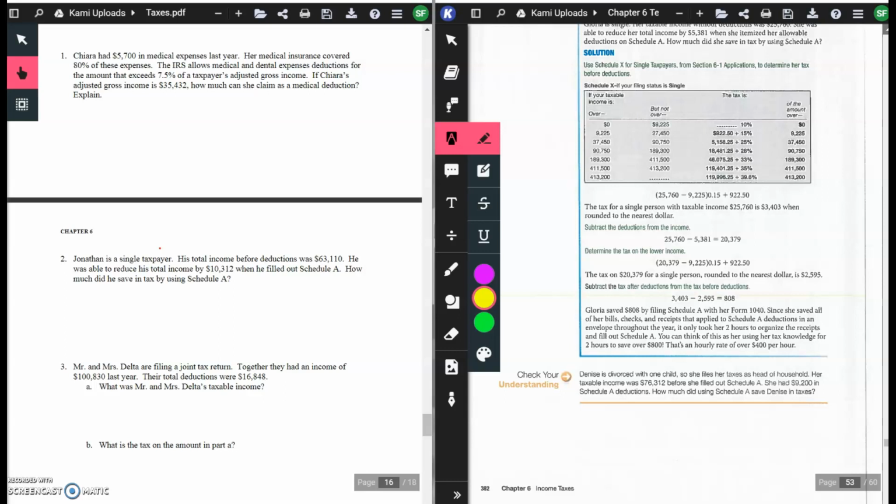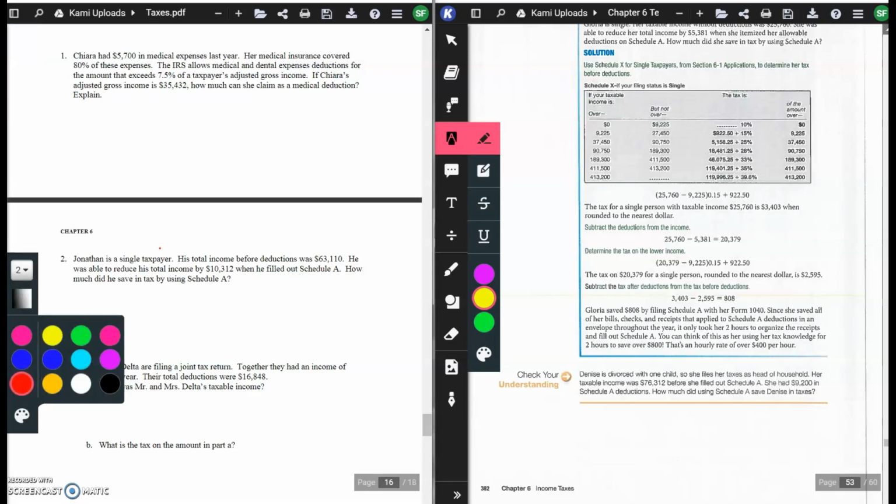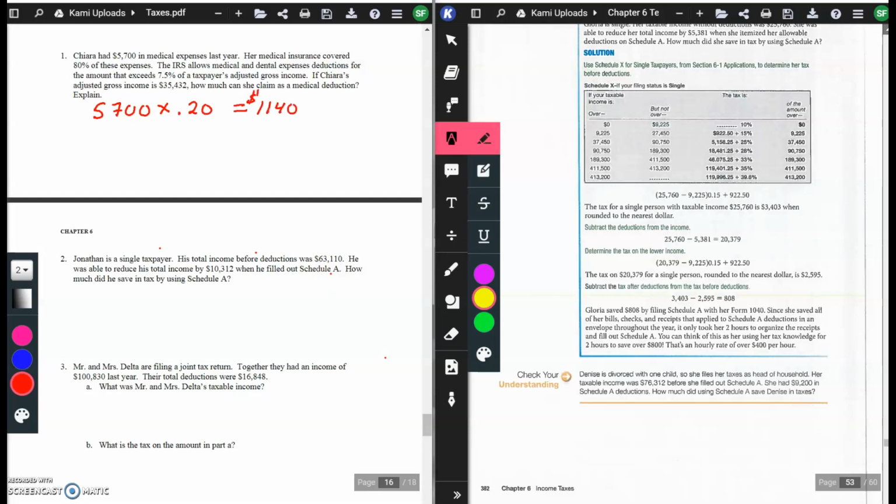Okay, so she paid $5,700, and she would be responsible for 20% of that. It said in the problem her medical insurance covered 80% of these. Okay, so she had $5,700 in medical expenses. She only had to pay 20% of them. So times 0.20. So she only paid the portion $1,140.